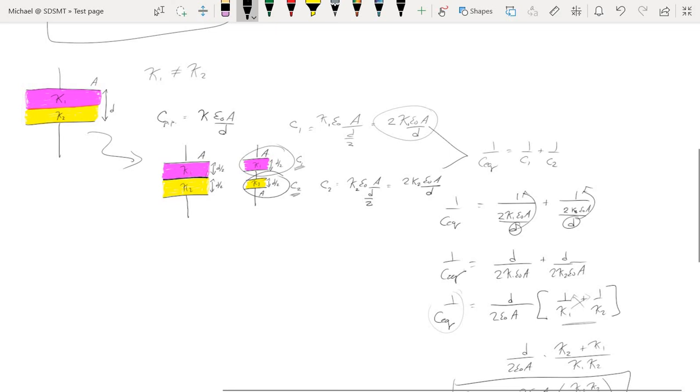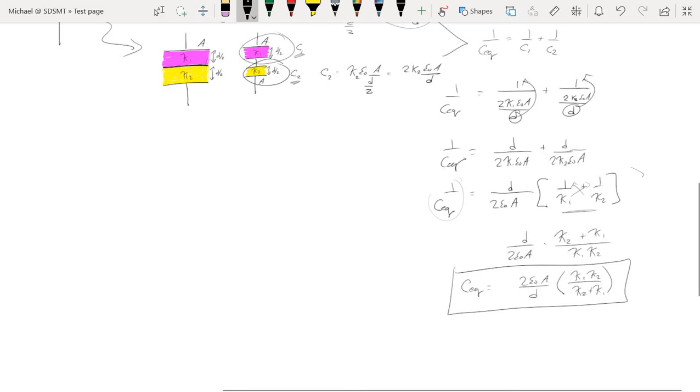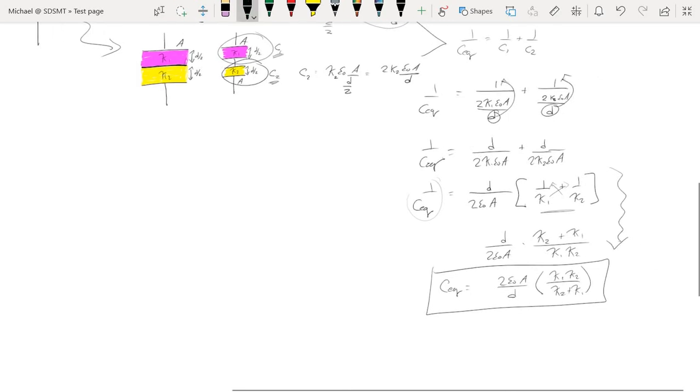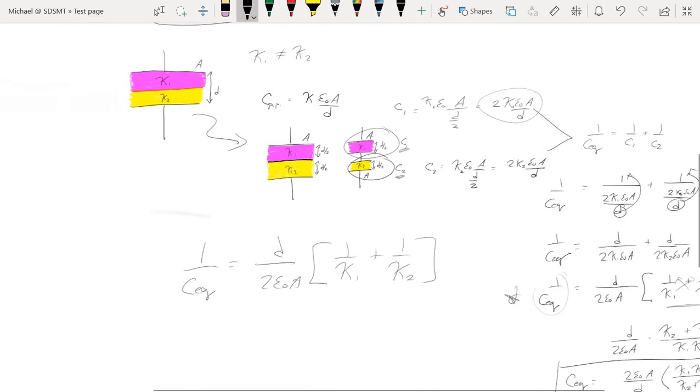Now, that was a little intense in terms of the algebra, but that's because I kept going and I wanted to get a final value for the equivalent capacitor. But I just as easily could have stopped at this line right here, because what would you have to do if there was a third material that were added?